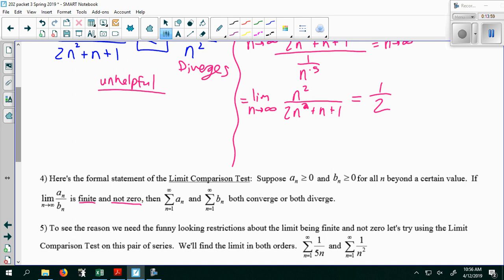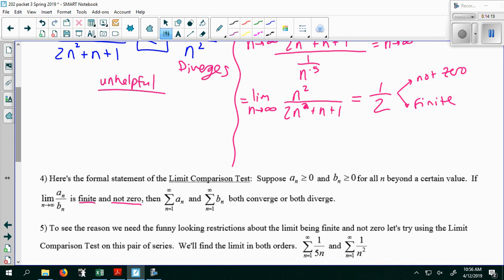Okay. So 1/2 is not 0 and finite, which means that the sum I was interested in has the same behavior as 1 over n to the 0.5, and we know that thing diverges.